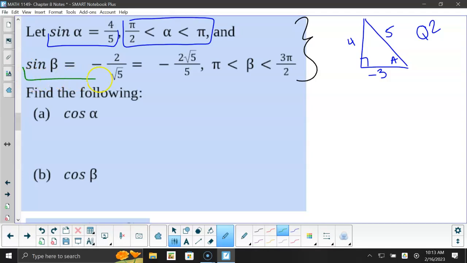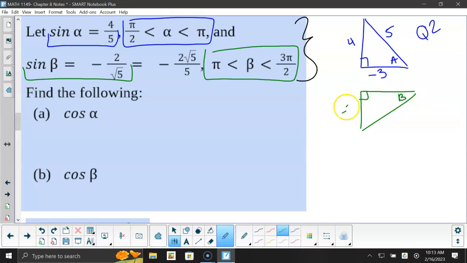Now for sine of beta. All right, what quadrant is this part? 3rd. So it means it's down here. All right, here's my beta. Right, and then it's -2 and square root of 5, and that's in quadrant 3.